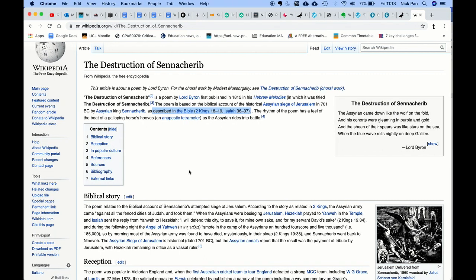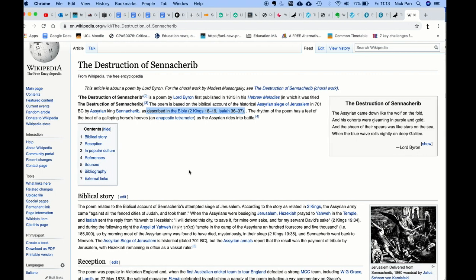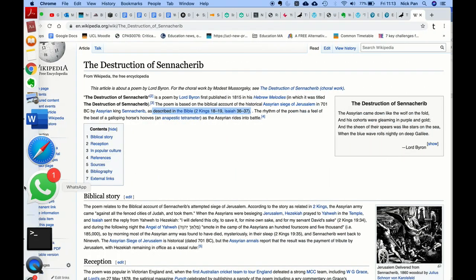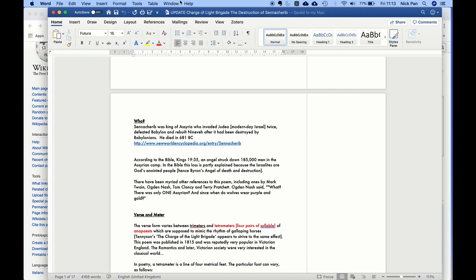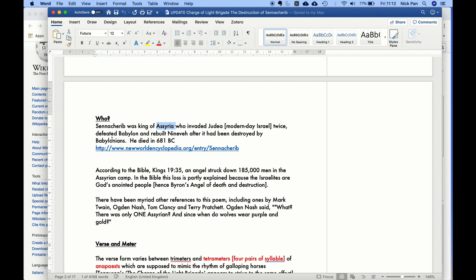He's someone that would have read the Bible and been taken by the epic language, I suppose, of the narrative. So that's a bit about what's going on, but we're going to unpack that in a little bit more detail. So Sennacherib was a king of Assyria. The Assyrians were an ancient civilization in what's roughly now Iraq, and they were contemporaries with the Babylonians, which were a rival civilization.